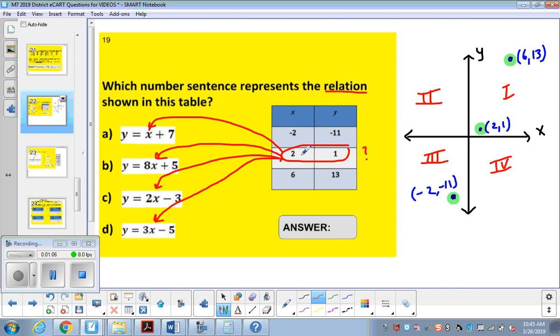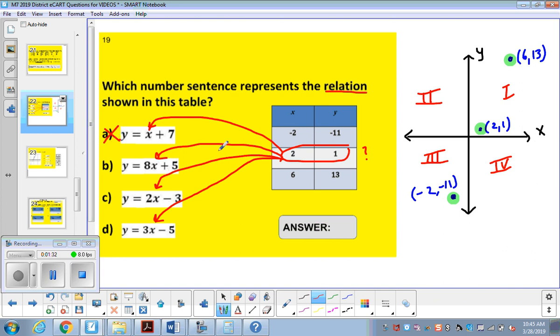Now, I'm going to choose to plug in the 2 because it's not negative. And I also saw that the second one said to do 8 times x, and I was like, 8 times 6, let's not deal with that big number. So I'm just going to plug in 2 into all of these equations and look for which one gives me the output of 1. So let's start with the first one. If I plug in 2, 2 plus 7 should be 9. So y would be 9, so it's not A.